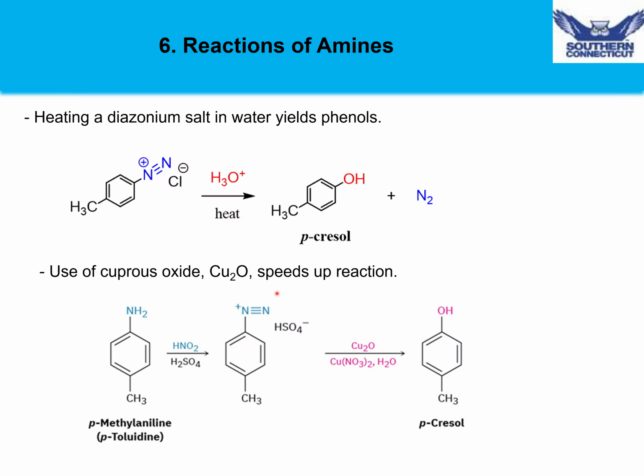The example shown below here, using para-methyl-aniline as an example, when mixed with nitrous acid and sulfuric acid, will give us the diazonium salt, and then mixing the diazonium salt with water and a mixture of cuprous oxide as well as copper nitrate will turn the diazonium salt into a phenol.